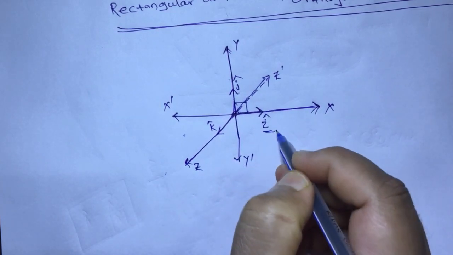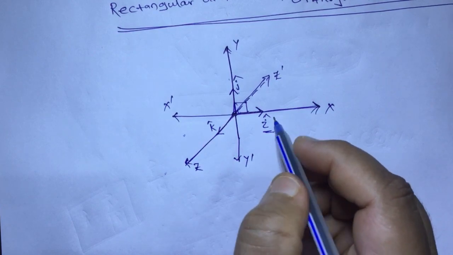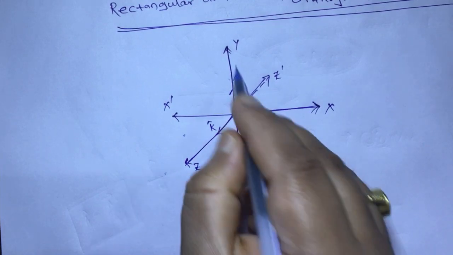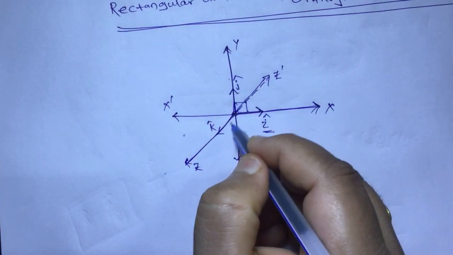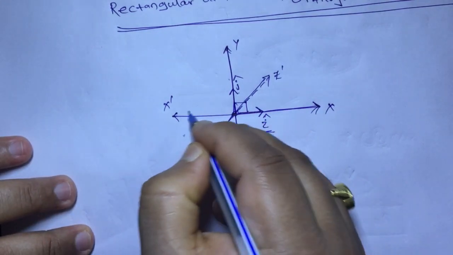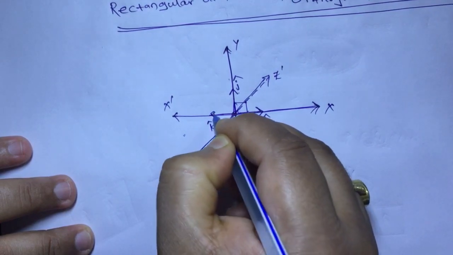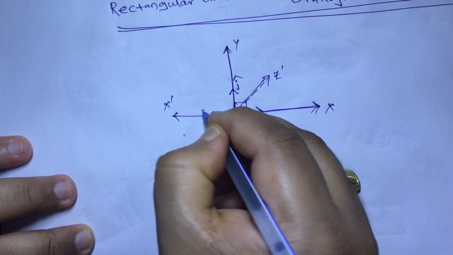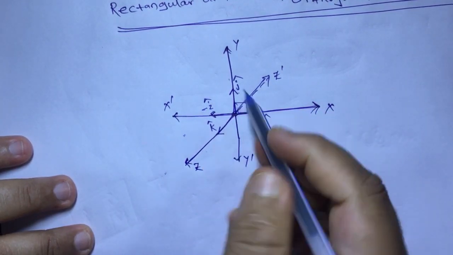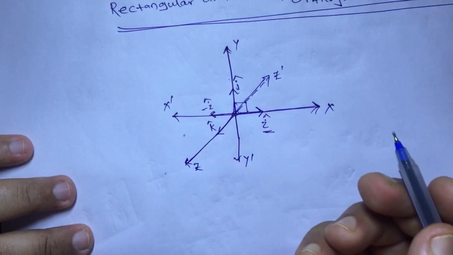So what is I cap? Very simple, I cap is a unit vector along the x axis. J cap is the unit vector along the y axis, k cap is the unit vector along the z axis. Similarly, what is a unit vector along this direction? If you draw a unit vector in this direction, what will it be? If this is I cap, this will be minus I cap, obviously, because it is in the negative direction. Similarly, you can define minus j cap and minus k cap also.